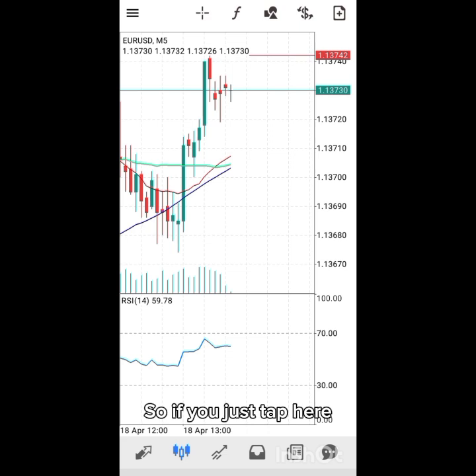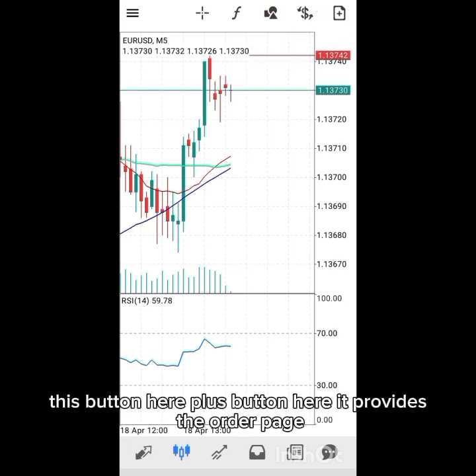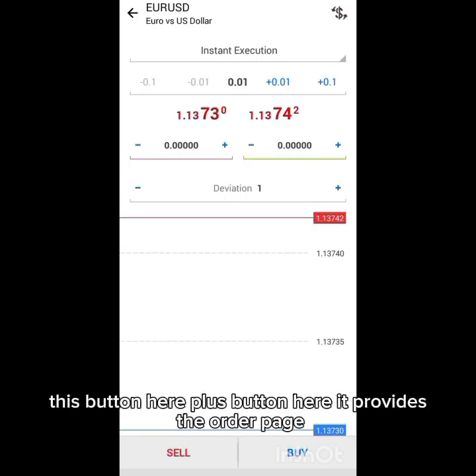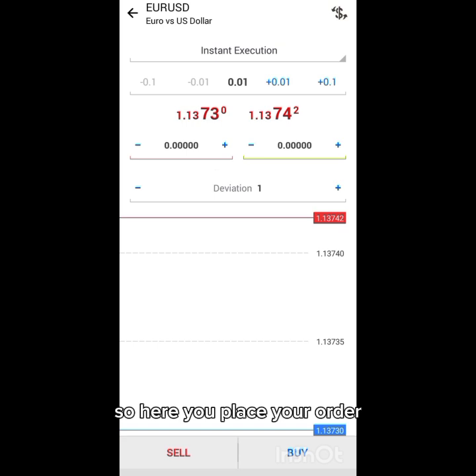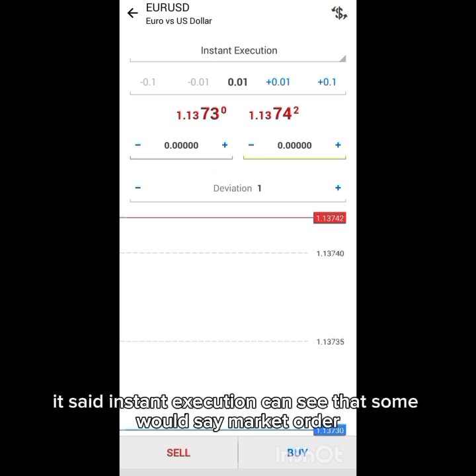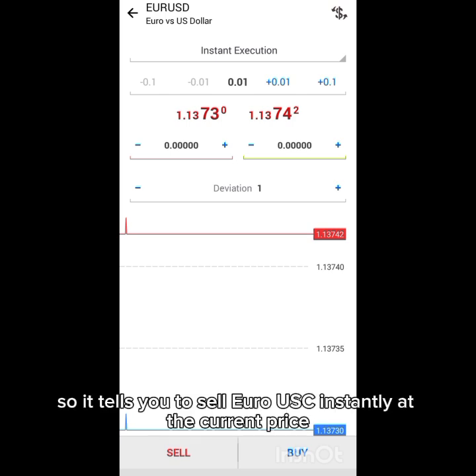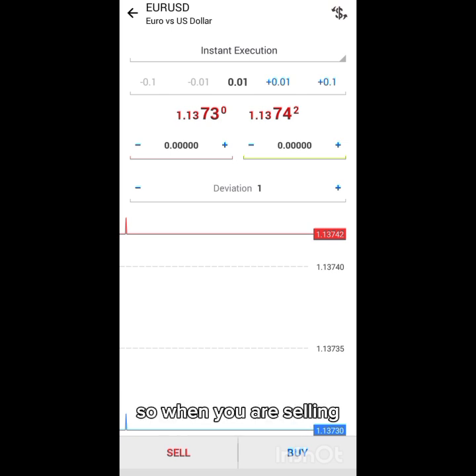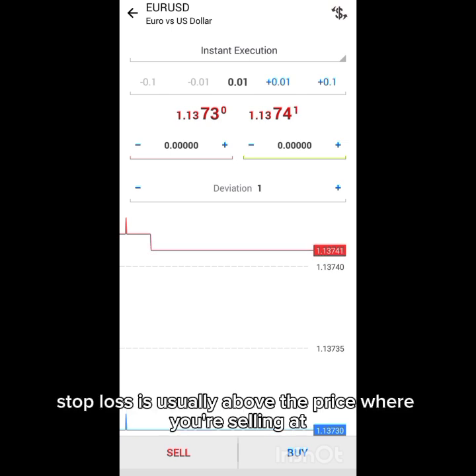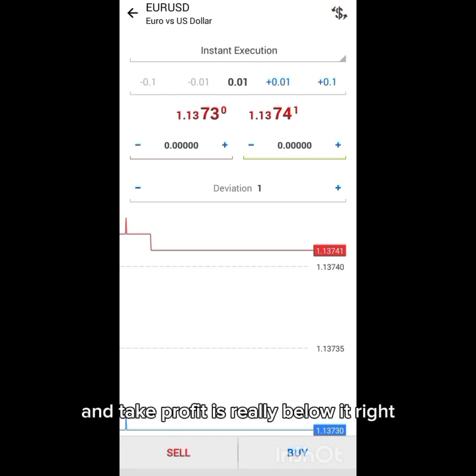If you just tap this plus button here, it provides the order page. So here you place your order. It says instant execution; you can see that some would say market order. It tells you to sell EUR/USD instantly at the current price. So it gives you stop loss. When you are selling, stop loss is usually above the price where you are selling at, and take profit is usually below it.